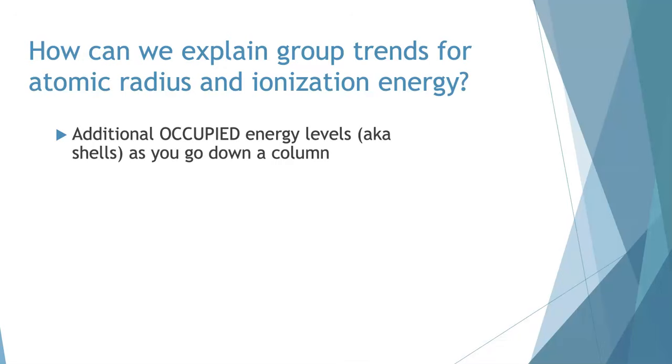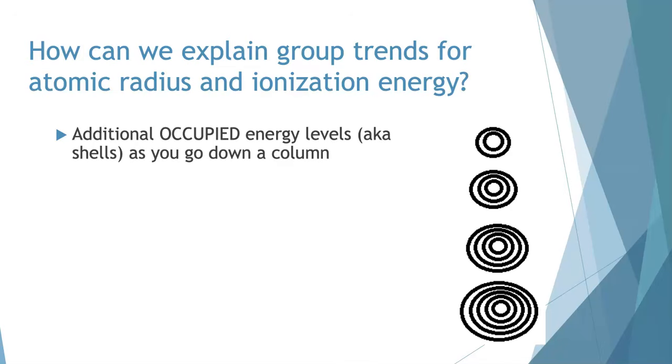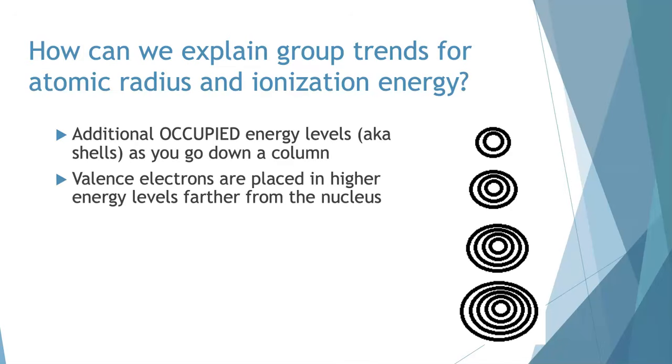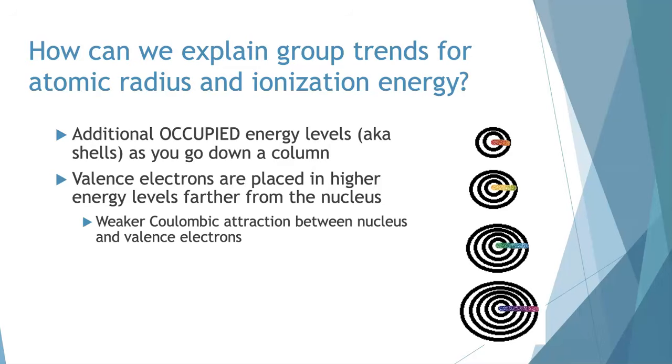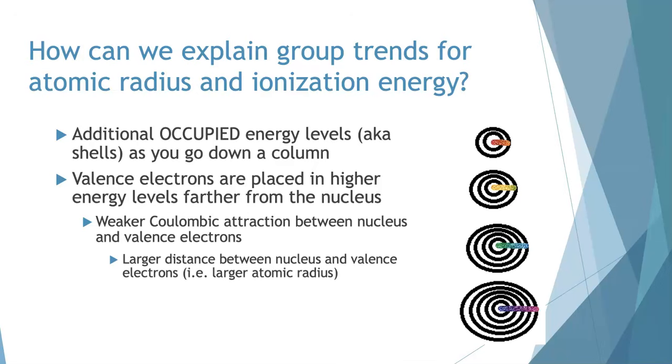What you need to make note of is that as you go down the column, there are additional occupied energy levels, or shells. You need to really talk about them being occupied. As we go from period 2 to period 3 to period 4 to period 5, we're adding an extra shell, or an occupied energy level. And that means that the valence electrons are placed in occupied energy levels that are inherently farther from the nucleus. And that means the Coulombic attraction between the nucleus and the valence electrons is weaker, because there's a larger distance between the nucleus and the valence electrons.